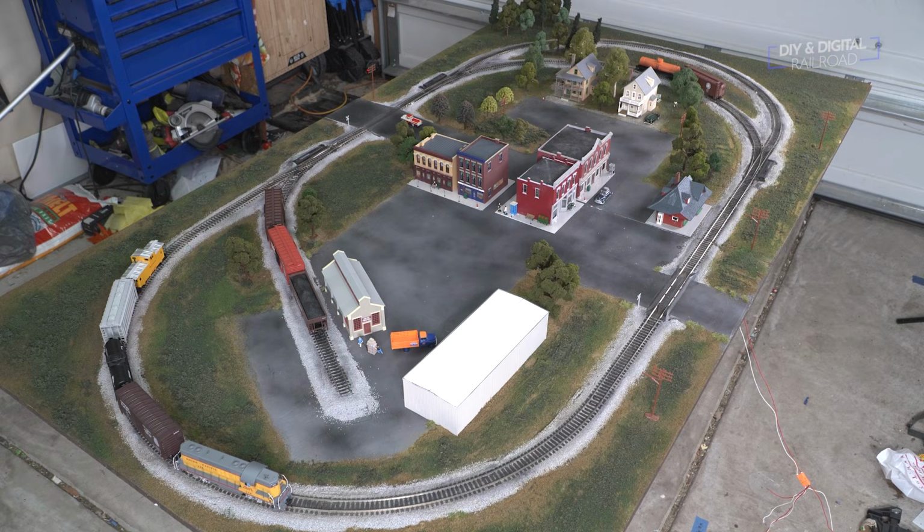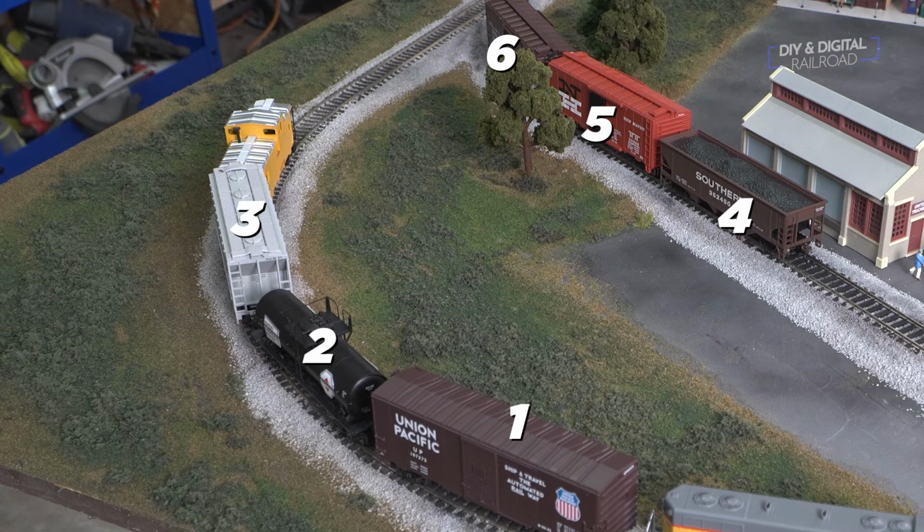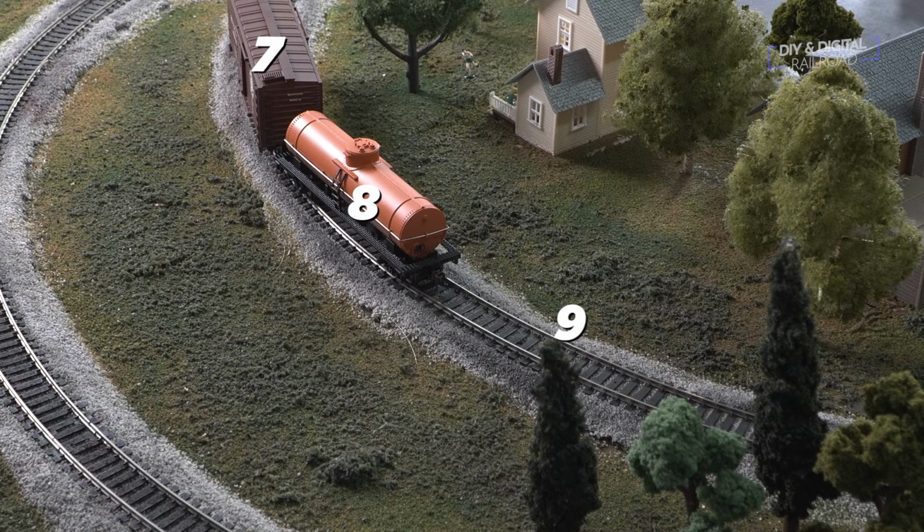On my HO scale layout, there are 9 total locations that a car can be. 3 spots at the industry, 3 spots at the siding, and 3 spots on a train. The cars on a train are numbered 1, 2, 3, then 4, 5, 6 for the industry cars, and then 7, 8, 9 for the siding cars. I write all of this down on a notepad.